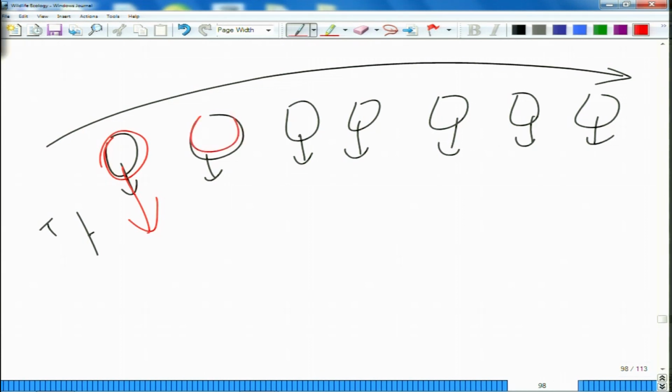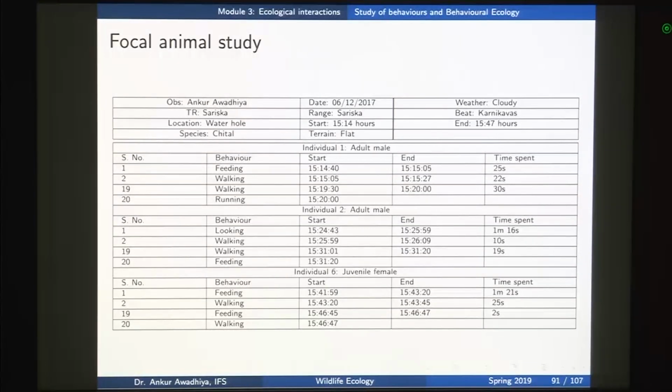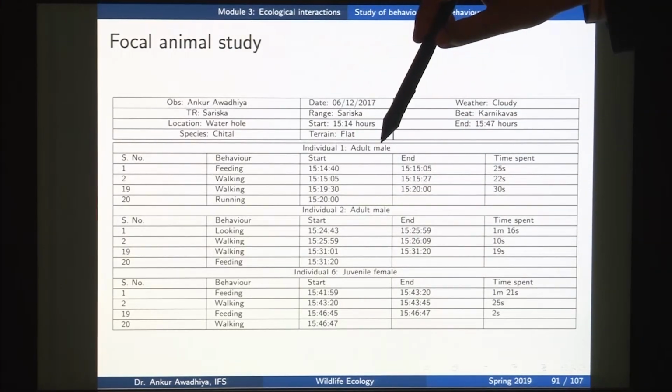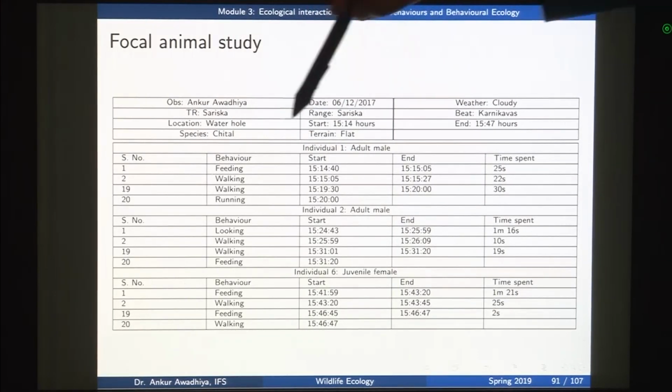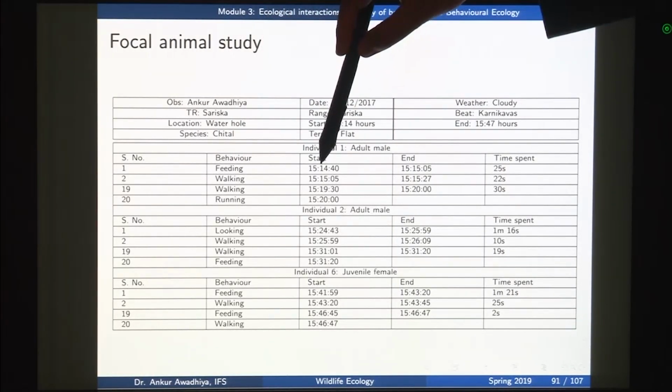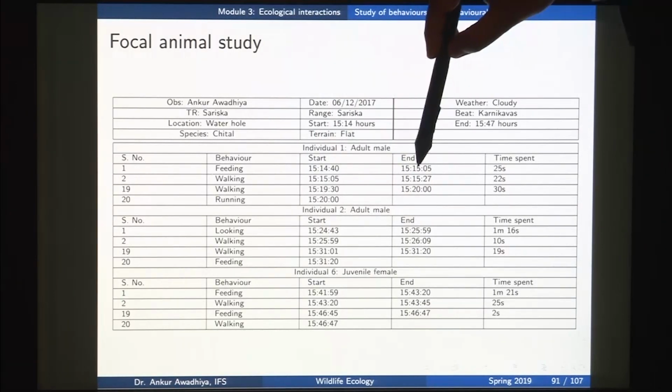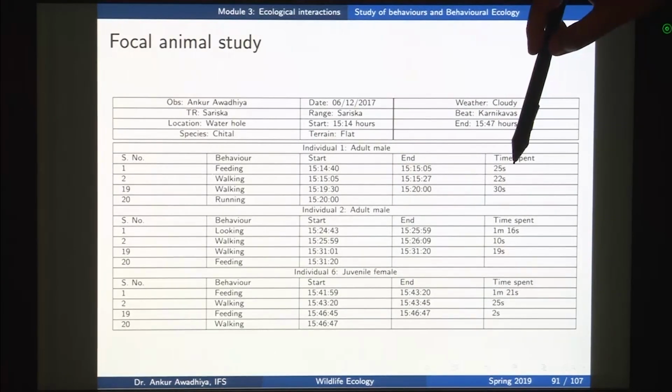Once that is done, then we will move to another animal and observe and make a note of the behaviors of this animal for a particular designated time. In that case we will come up with this table. In this table it says that the first individual, the adult male, showed all these different behaviors at these times. So, it did feeding from 15:14:40 to 15:15:05 and it spent 25 seconds here.